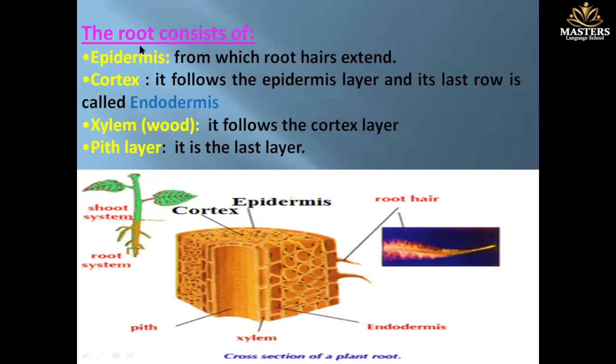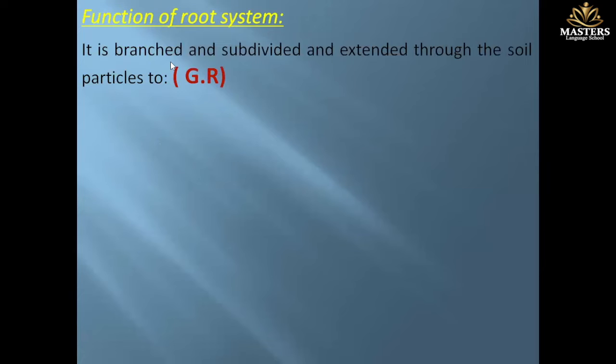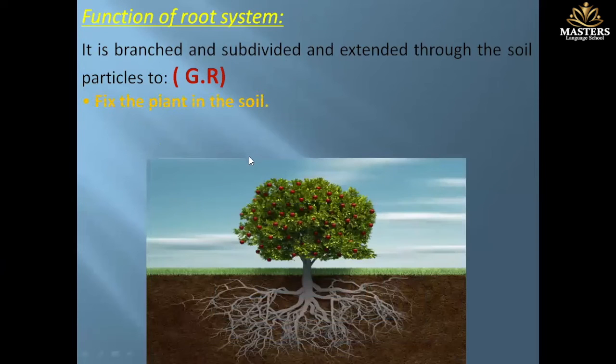So again, the root consists of layers. The first one, or the external one, epidermis, cortex, xylem, base layer. What is the function of the root system? It is branched, subdivided and extended through the soil particles. Give reason. Why? Because it fixes the plant in the soil and absorbs the water and mineral salts from the soil.